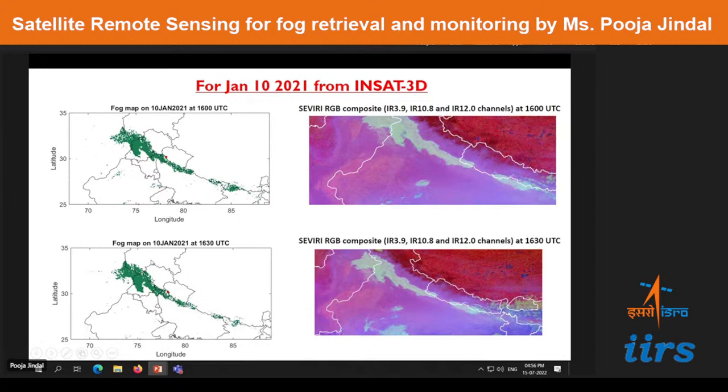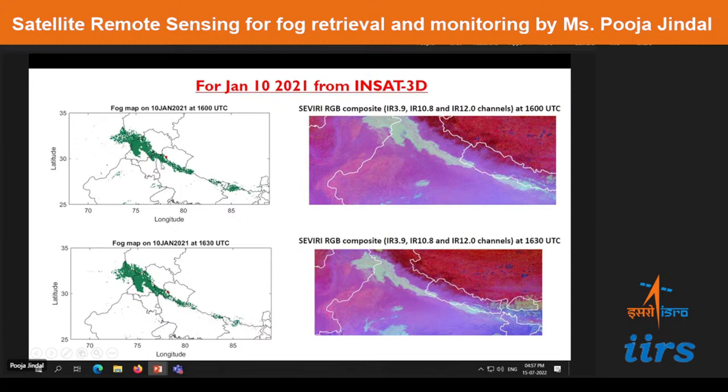Then another fog image for January 10, 2021 from the INSAT-3D Imager. If you see, this is a pattern of the fog which is covering the northwestern part of UP, a small part of Haryana and Punjab. You know, this type of pattern we usually don't observe for fog. Usually fog covers a bigger region.